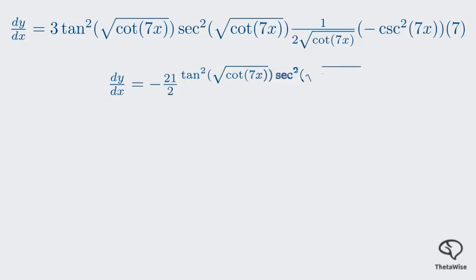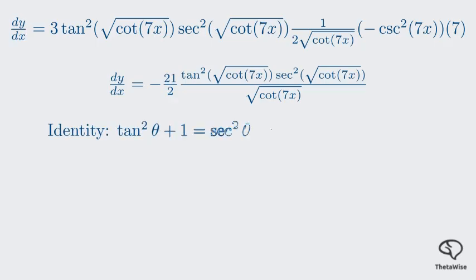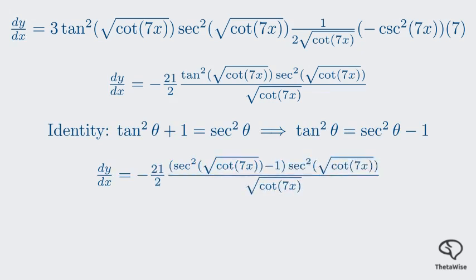We have 3 times 1/2 times negative cosecant squared 7x times the tangent and secant squared terms divided by the square root. This form is perfectly valid for many tests where simplification isn't required. But let's go further to practice our trigonometric identities. We know that tangent squared plus 1 equals secant squared. So, tangent squared is secant squared minus 1. Substituting this into our expression gives us this.